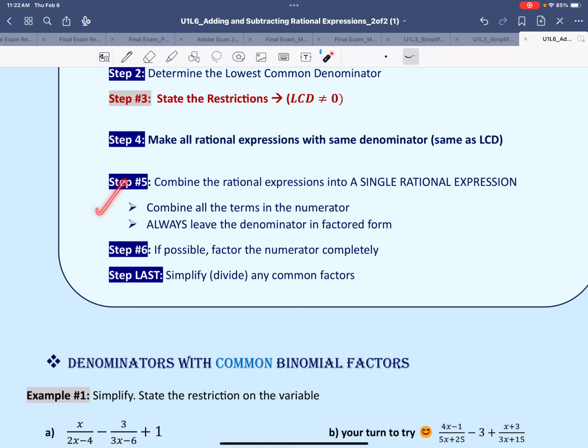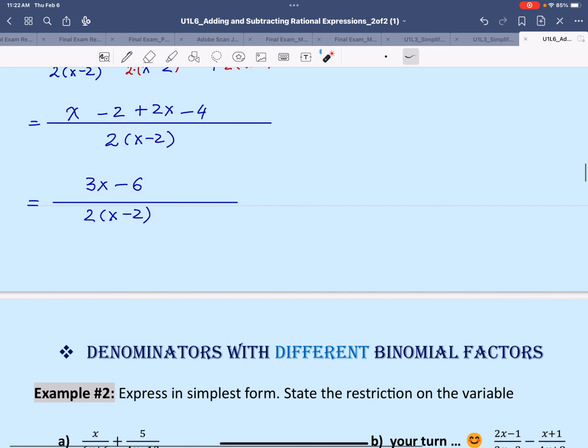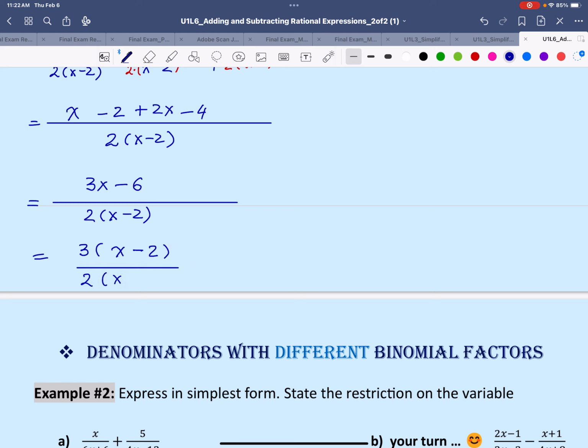So this is check. And step 6, we have to check and see if the numerator is factorable. Well, let's take a look. So as you can see here, we have 3x minus 6. The numerator has a common factor of 3 and then x minus 2. And the denominator is 2 over x minus 2. Well, surprise, surprise, we end up with a common factor in both numerator and denominator. They obviously simplify because they divide to 1. So the value of that rational expression we were working on would be simply 3 over 2.